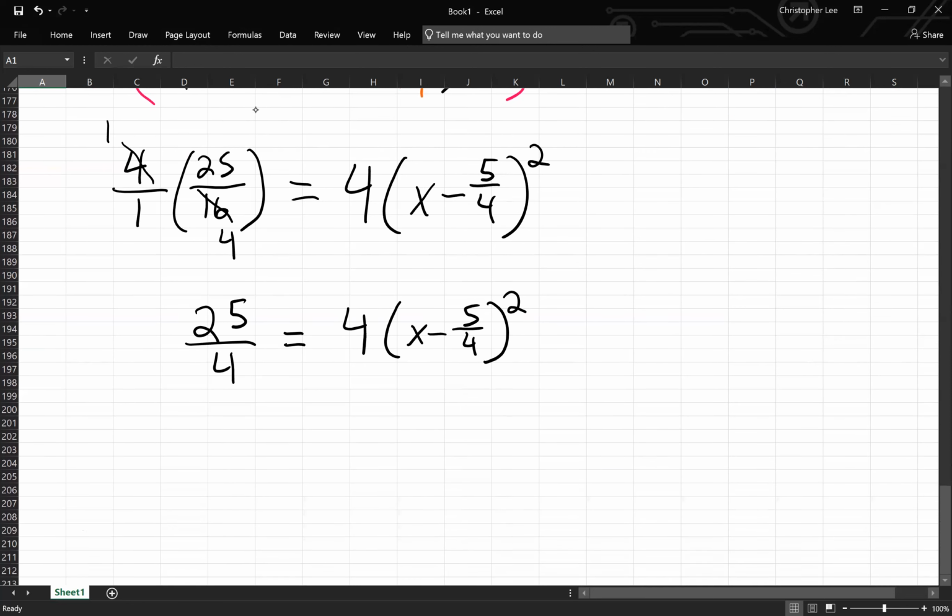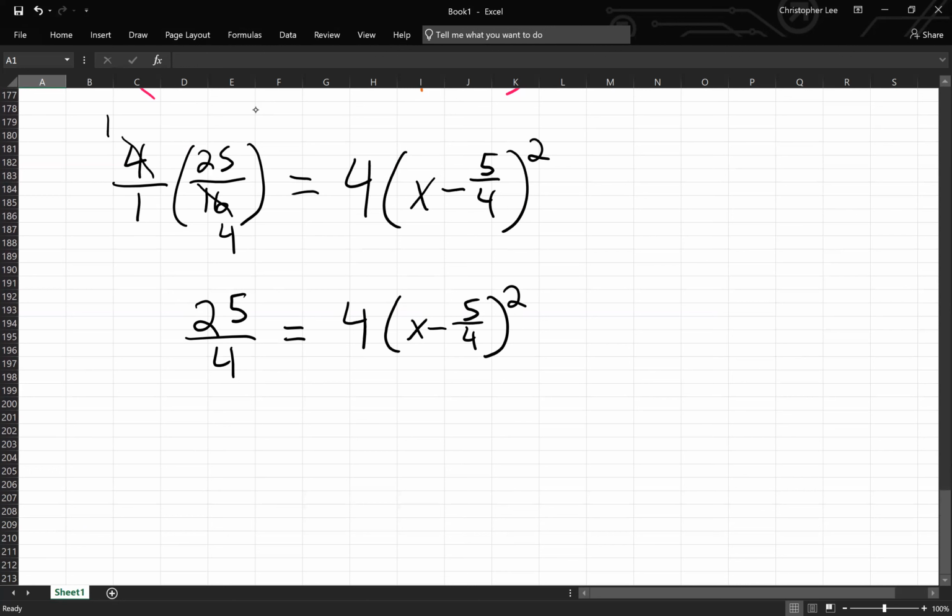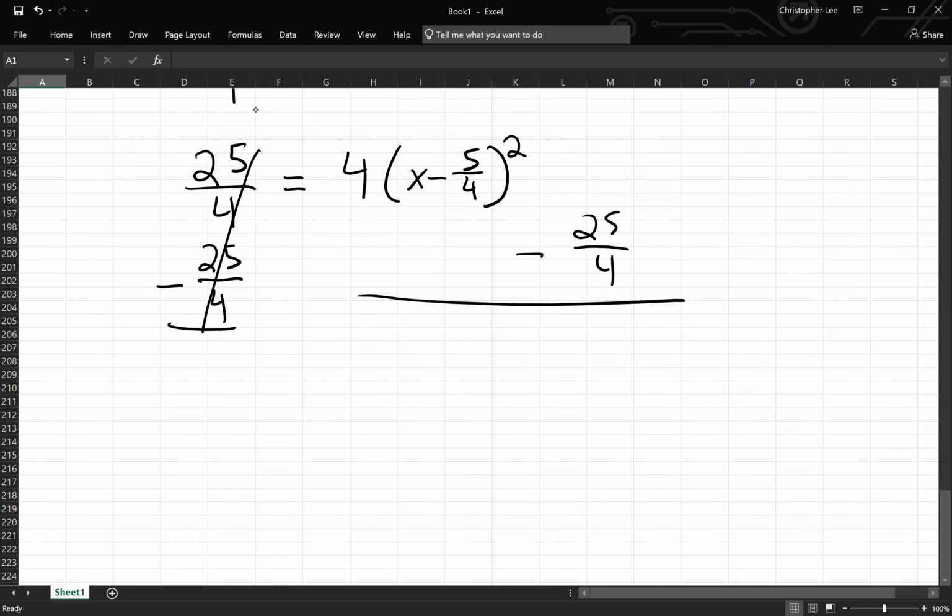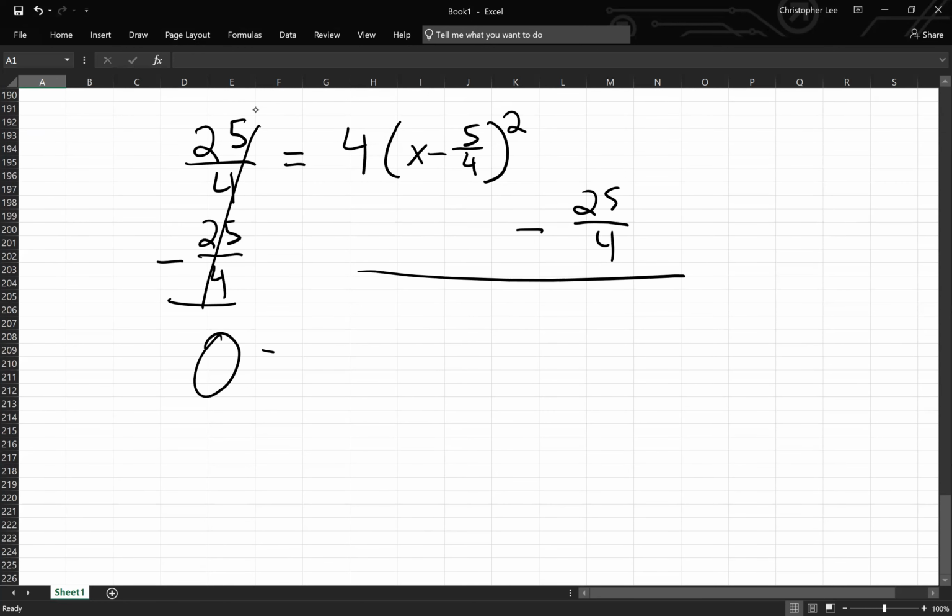So now that I'm at this step, I'm going to subtract the 5 over 4 to the other side because you know that in this question they want that particular position, right? And what I do to one side, I got to do to the other, minus the 25 over 4. So now what do I have? I have 0 is equal to 4 times x minus 5 over 4 squared minus 25 over 4, right?